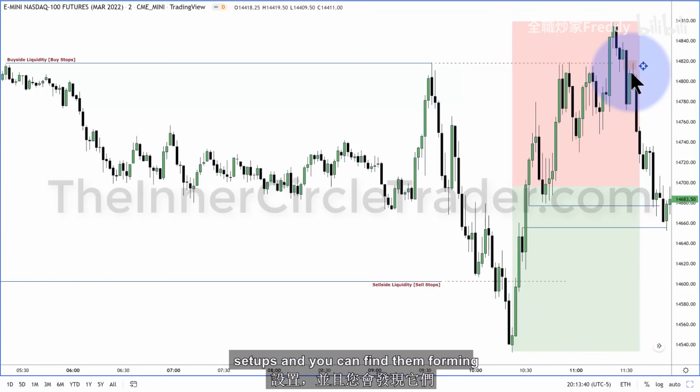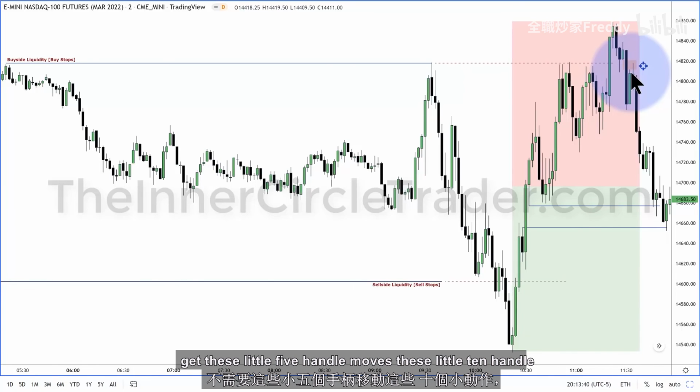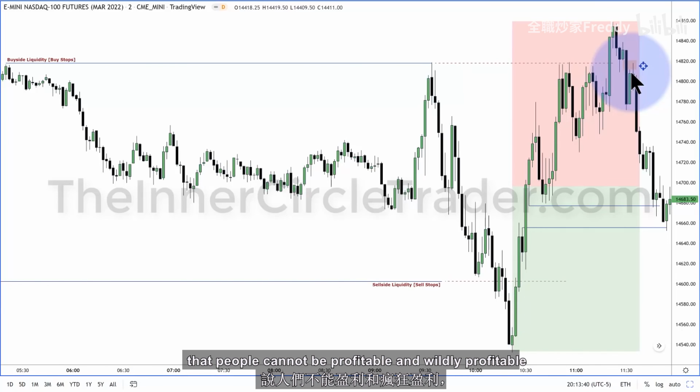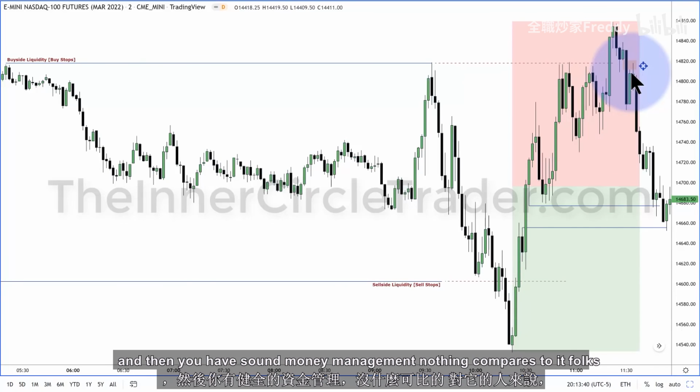and you can find them forming repeatedly over and over again, and you study them, you're going to see that you don't need to get these little 5 handle moves, these little 10 handle moves. You can make a living doing that. Don't get me wrong. I'm not trying to say that people cannot be profitable and wildly profitable. But when you learn how to do something like this, and you're able to pull down this number of handles, and then you have sound money management, nothing compares to it, folks.